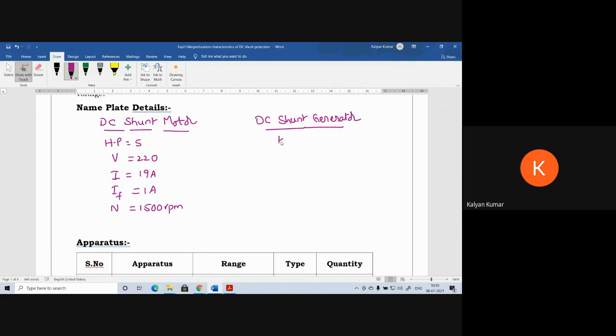Its kilowatt rating is 3 and voltage rating is 220 volts. Next, load current rating is 13.6 amps, field current rating IF is 1 amp, and rated speed N equals 1500 rpm. These are the nameplate details of the shunt motor and shunt generator that we have in our lab.